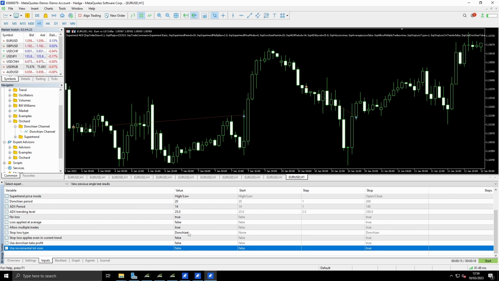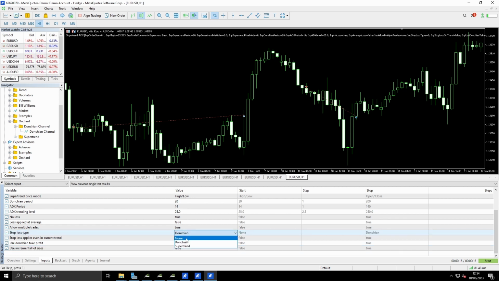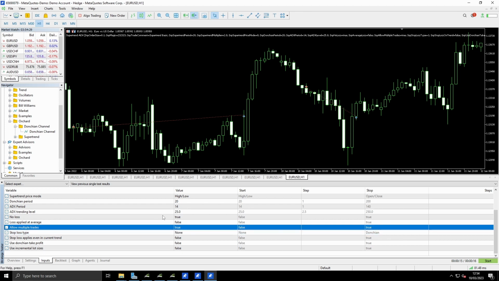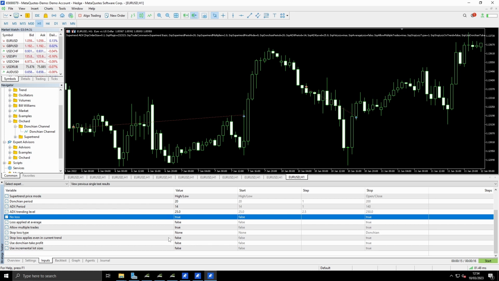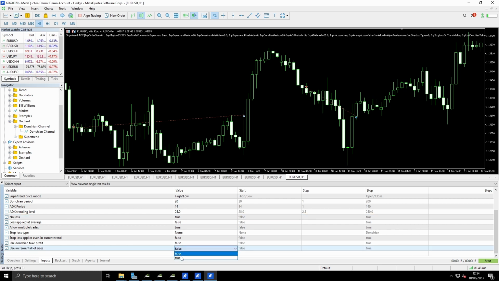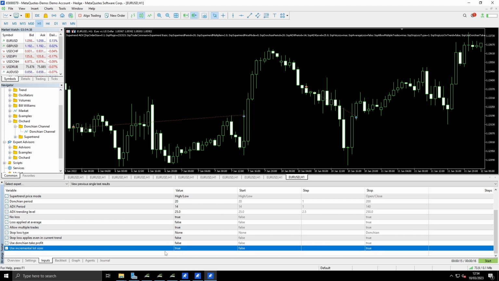So to do that, I'm going to turn off the stop loss type. None. Allow multiple trades true. No loss is true. I have no stop loss and no take profit, and I'm going to turn on the incremental lot sizes. So because I don't have a stop loss anymore, I'm expecting a drawdown, but the purpose of this incremental lot sizes will be to increase the profits on the opposite side, and with luck that will more than offset the drawdown.